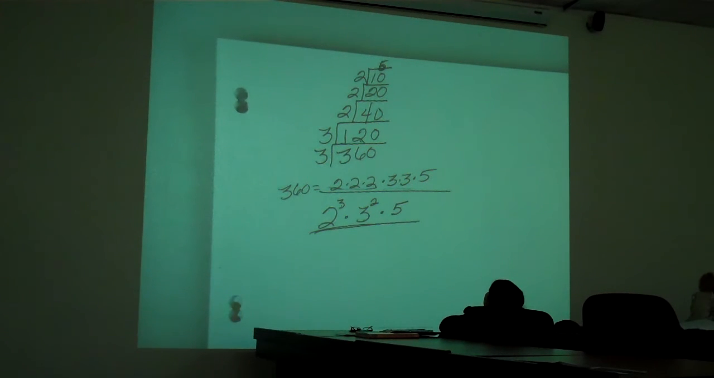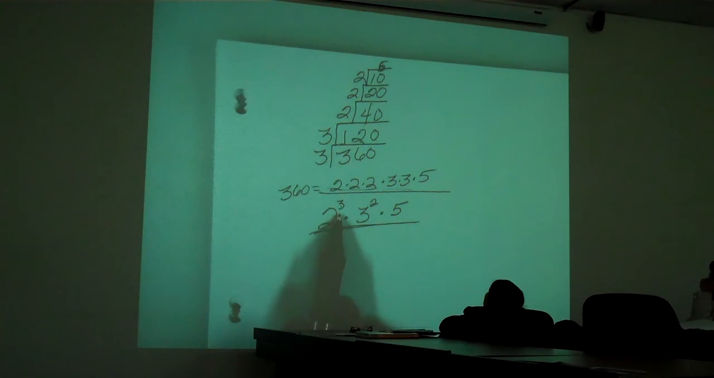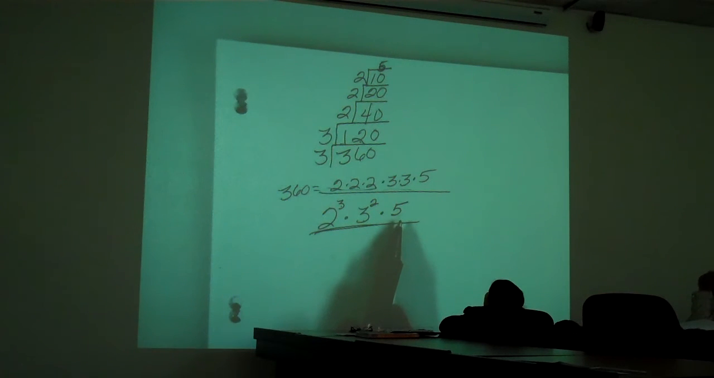I'm not positive, but the answer sheet says to write the answers with exponents. Okay, so they do want you to go ahead and switch it into exponent form. So we would write it 2 to the 3rd power times 3 to the 2nd power times 5. That's how you say it. And that's pretty much all you do in 2.3.